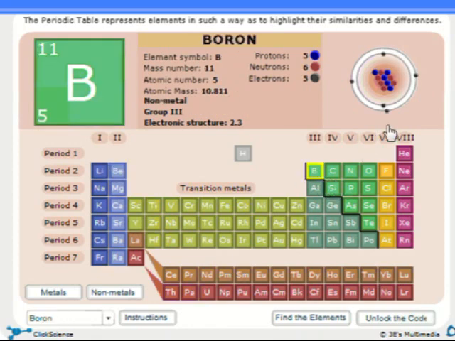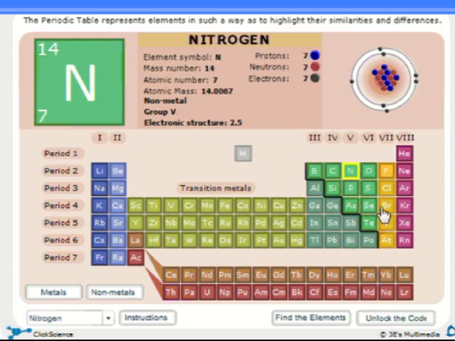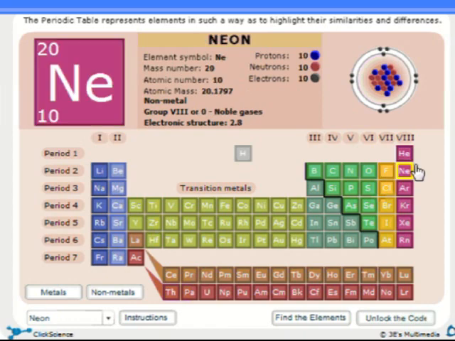In group 3, they contain 3 electrons in their outermost shell. Group 4, 4 electrons in their outermost shell. Group 5, 5 electrons in their outermost shell. 6, 7, and until you get to the noble gases in group 8.